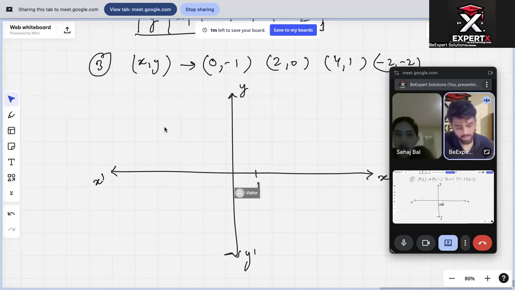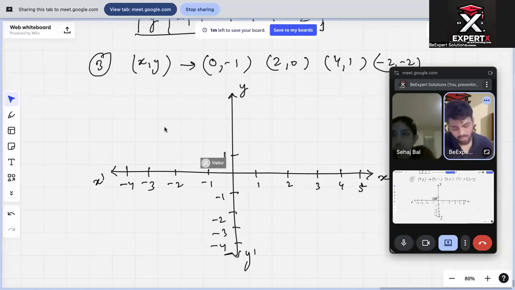This is my 2, this is my 3, this is my 4, this is my 5. This is my minus 1, minus 2, minus 3, minus 4. This is again minus 1, minus 2, minus 3, and minus 4. And this is 1, 2, 3, 4. You can draw these graphs here.